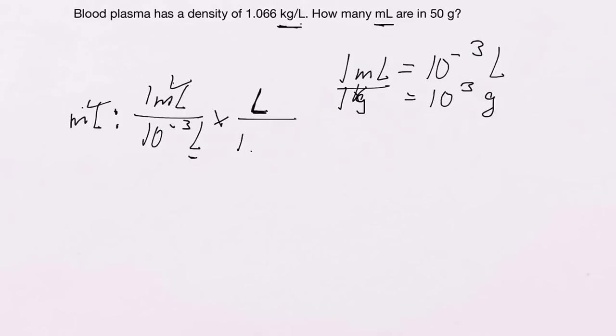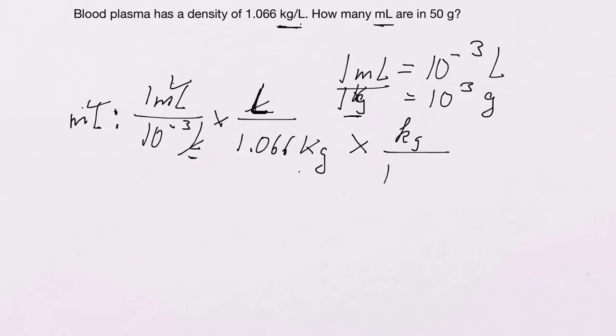and the 1.066 kilograms are at the bottom. So this then allows us to get rid of the liters here. So all we have left is the kilograms. Now, do we have kilograms anywhere? Yes, we have that here. So we write this that we have kilograms now on top, and at the bottom 10 to the 3 grams.